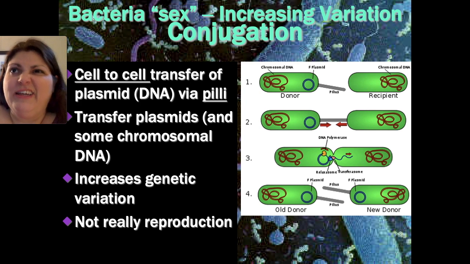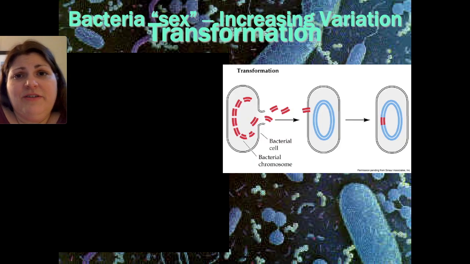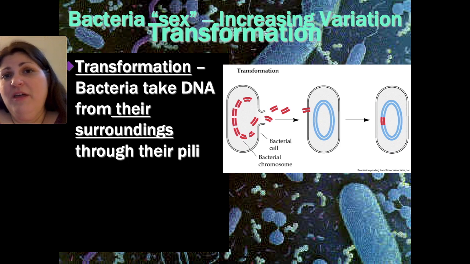It's not really sexual reproduction, it's just increasing genetic variation. Another way that bacteria can increase their genetic information is transformation. Remember when we talked about Griffith and how the bacteria were able to take up genetic information from their environment and get that extra smooth coat from the dead bacteria? Well, that was transformation. They take up DNA from their surroundings.